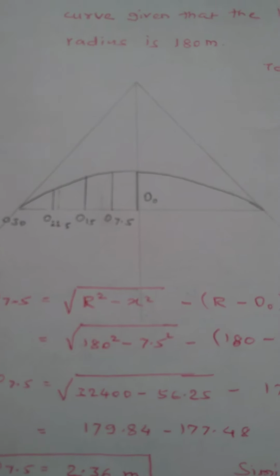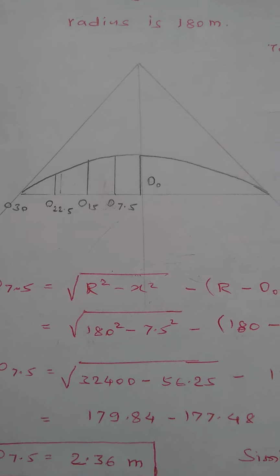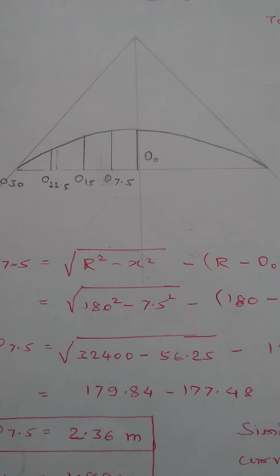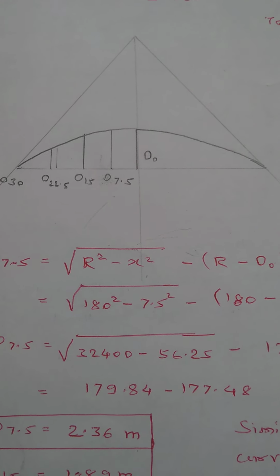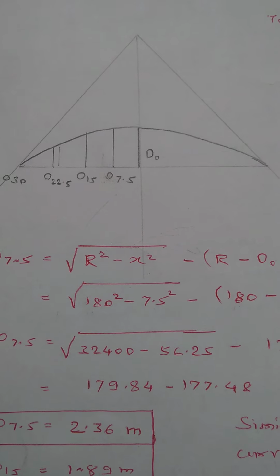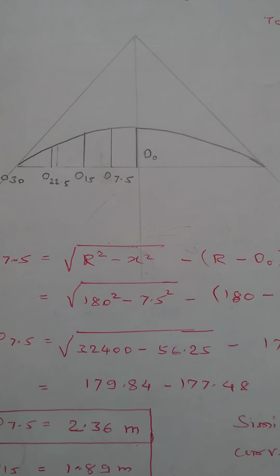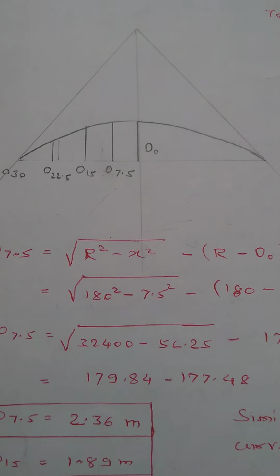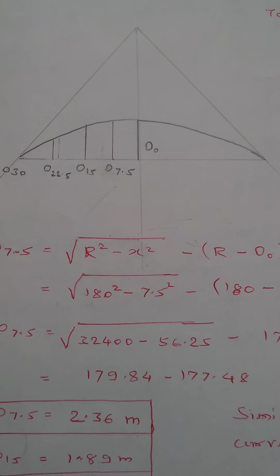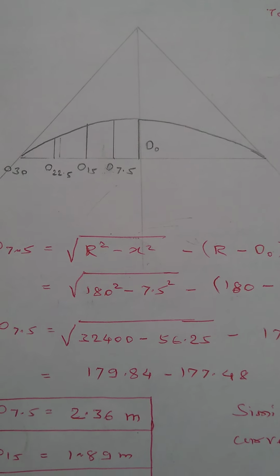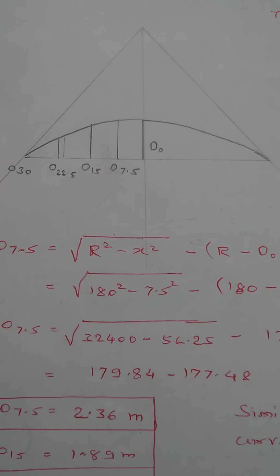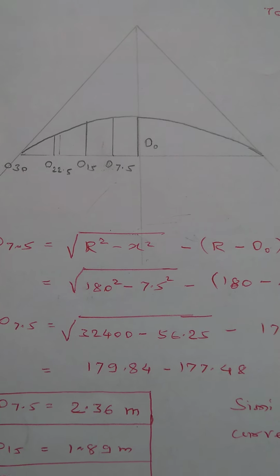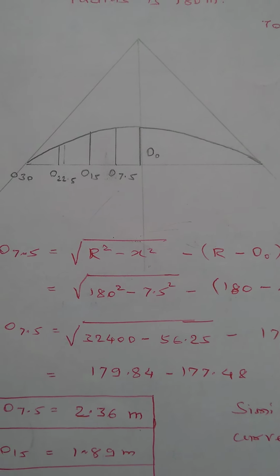In this case the length of long chord is given as 60 meter. That's why this long chord has been divided into two equal parts, that will become 30 meter. Left hand side of the long chord will be 30 meter, right hand side will be 30 meter. As the peg interval is 7.5 meter, divide this left hand part of the long chord into parts of 7.5 meter. The first ordinate on the left hand side of the curve will be O7.5, second will be O15, third will be O22.5, and the last ordinate will be O30. Now in this problem we have to find all these ordinates.